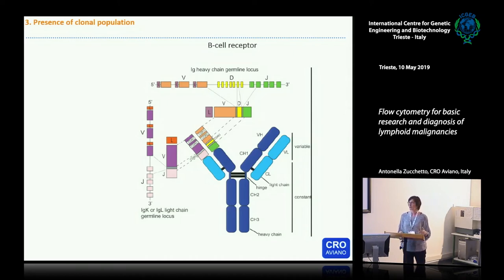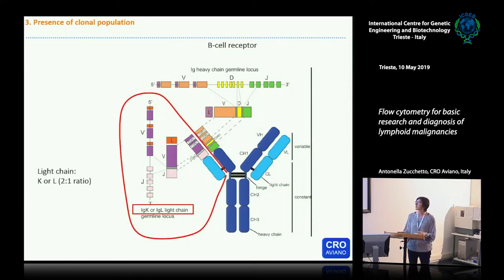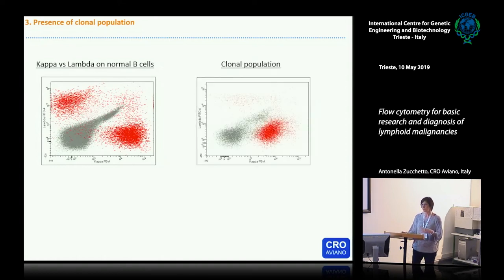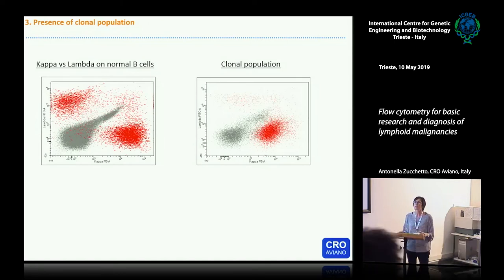Of course, flow cytometry is not able to discriminate the different sequences, but what flow cytometry does is to look at the light chain, because light chains can be either kappa or lambda. And in the normal B cell population, we have this ratio for light chain, so 2 kappa versus 1 lambda. So in a normal B cell population, here is what we found, a 2-to-1 ratio for kappa and lambda chains. In an abnormal context, we have the proliferation of a clonal population, in this case kappa, and so from this plot, we can understand that the cells we are looking at are clonal.